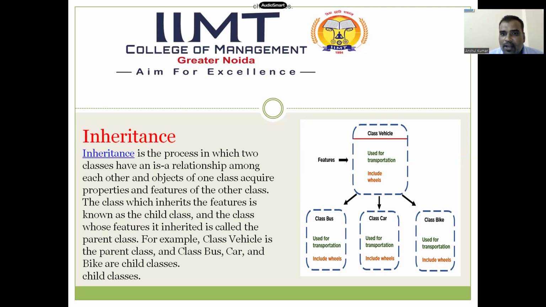Look here at the diagram: a class, Vehicle. Vehicle is a class. We have some features, and they are inherited by the classes Bus, Car, and Bike. The class Vehicle is a base class because it has a number of properties and functionalities, which are used by the buses, by the cars, and by the bikes.